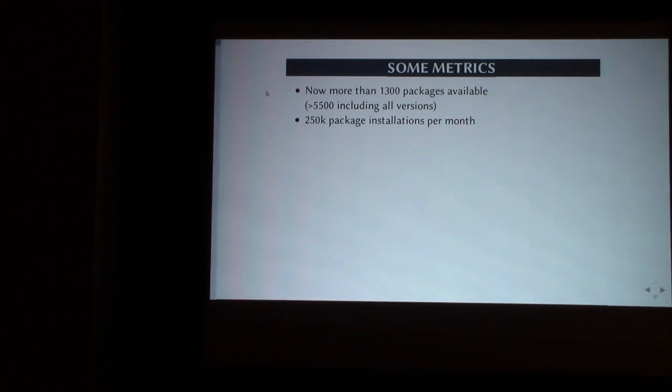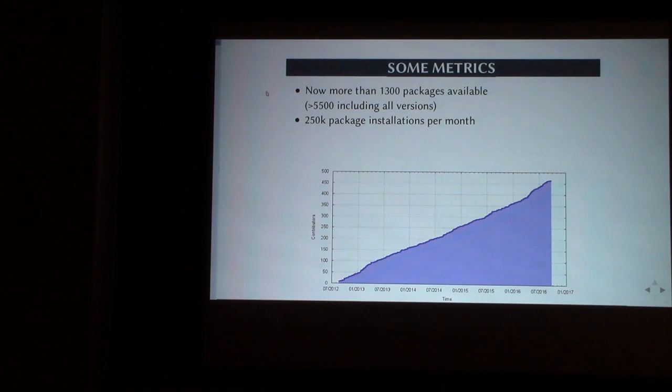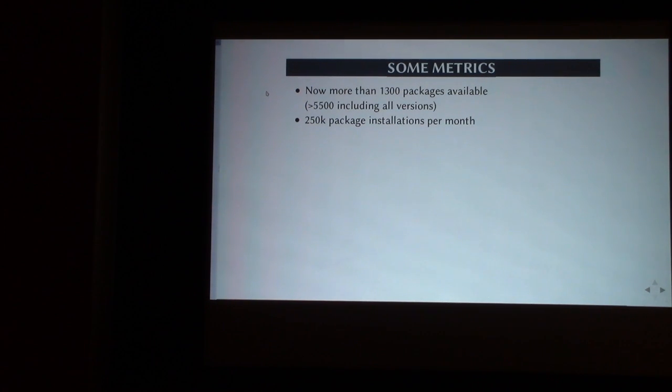So about the metrics and what happened since last year on OPAM, well, we have now more than 1,300 packages, so the increase is still linear, which is quite nice. Whether you look at the number of packages, number of package versions, or number of contributors, it's a steady growth, so that's cool. And we have around 250,000 package installs every month, and that's just what's downloaded from our server, so all the company private repositories are not counted.